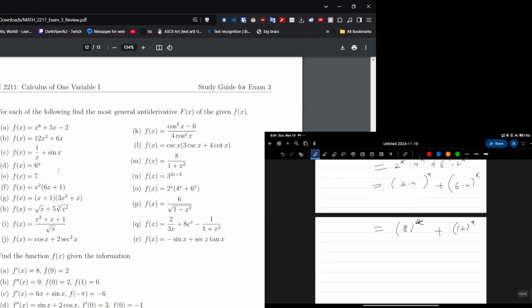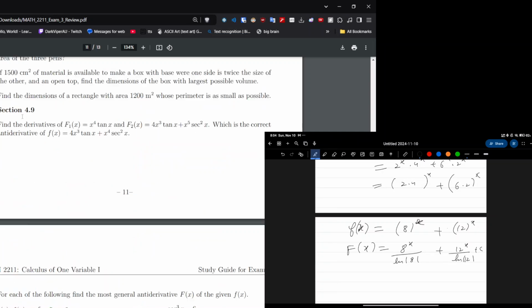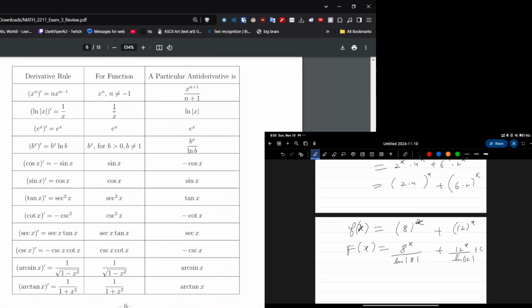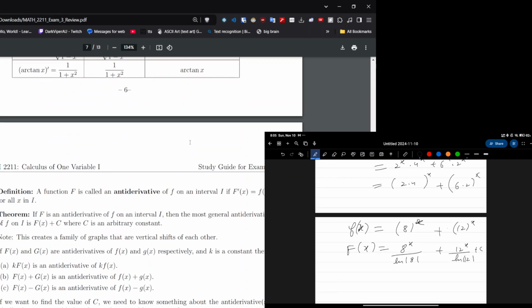Okay, now we can take the antiderivative. So this would become 8 to the power x over natural log of 8 plus 12 to the power x over natural log of 12 plus c. Do not forget the c, they will take a point off. The antiderivative of b to the power x is b to the power x over natural log of b.